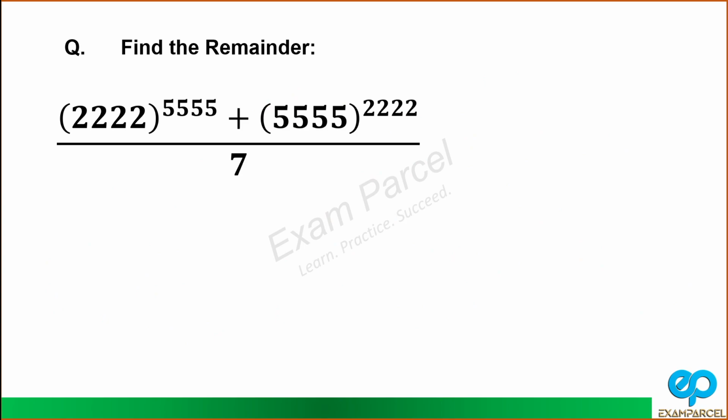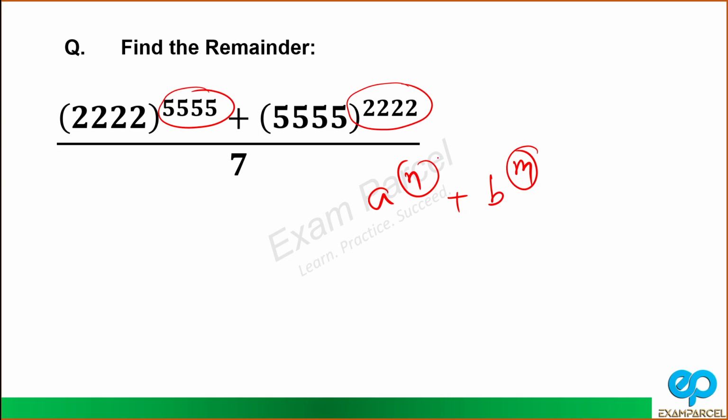Okay, now let's move on to the next question. Again, this is a slightly different one. The first thing that you should notice here is these two powers are different. So we have a raised to the power n, fine, but we have b raised to the power m sort of thing, right? So we can't apply it directly. Why? Because the power should be the same and the power should be odd. Also this power is even, right? So it means that again we will have to somehow manipulate this.